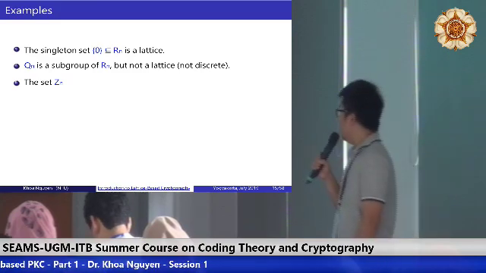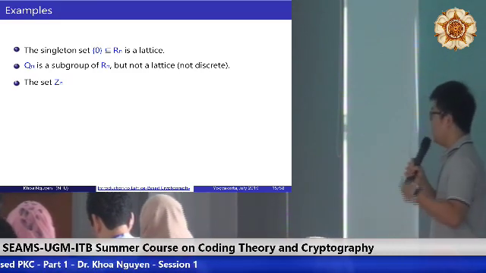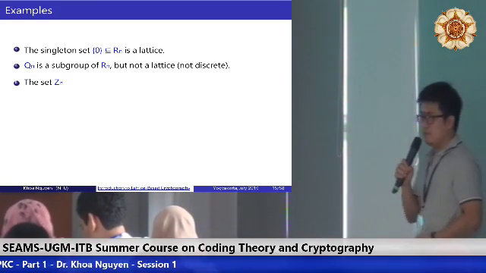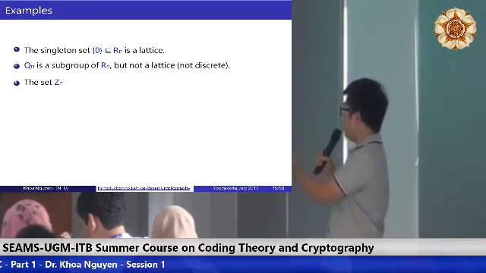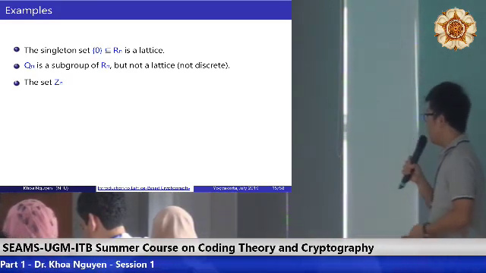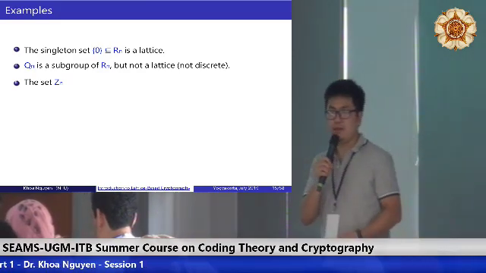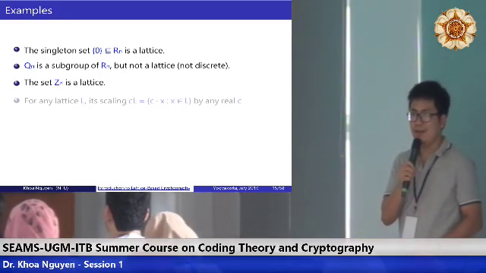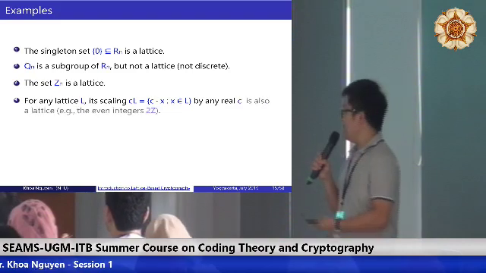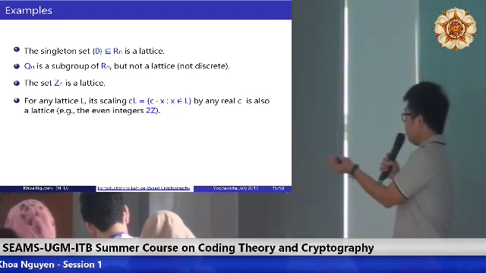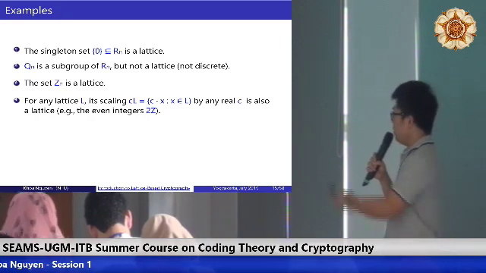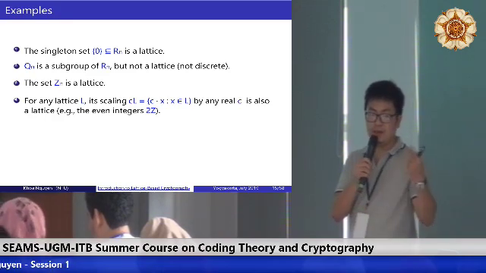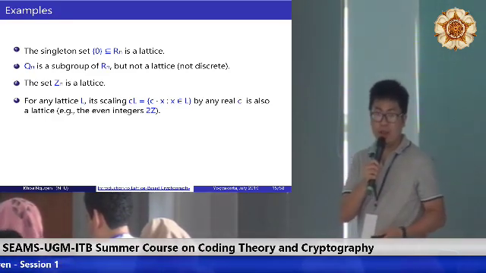And the scaling: let's say we take a lattice L and a real number c. The question is whether the scaling cL, which is the set of c times x for x in L, is a lattice. Yes, it's a lattice because it just scales it bigger. One example is the even integers. So the set of even integers is a lattice in dimension 1.